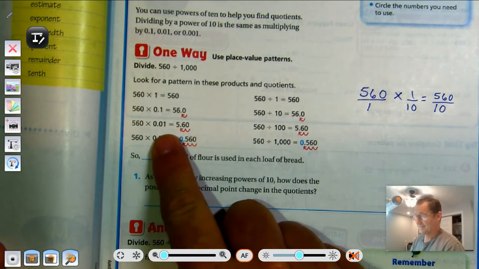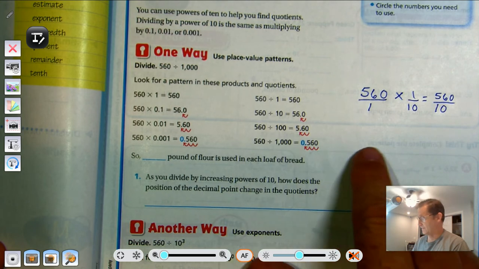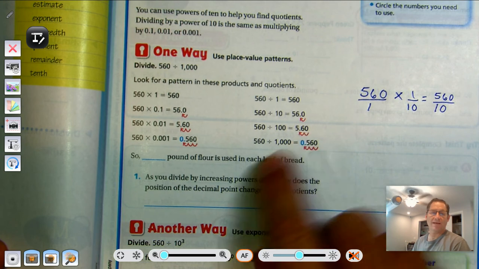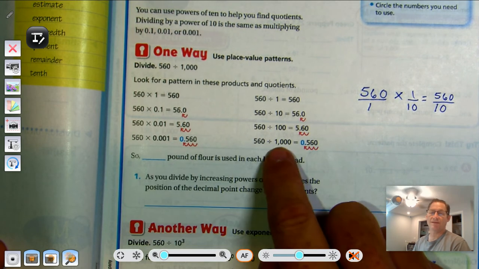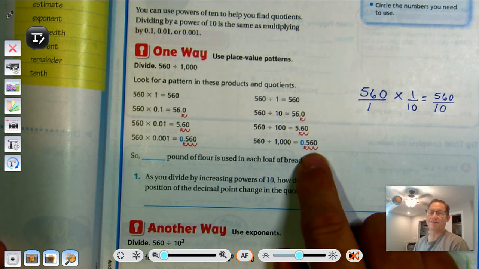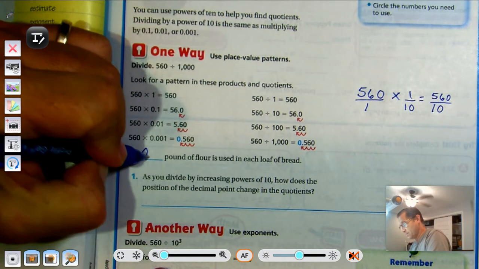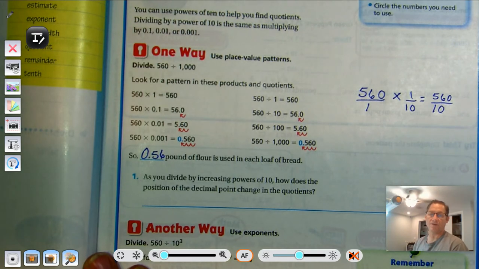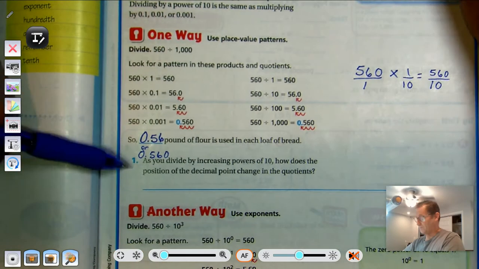All right, so 560 times 1/100th would be the same as dividing by 100. And so when we divide 560 by 100, we move the decimal point 2 places to the left. And 560 times 1/1,000th, we'd move the decimal point 3 places to the left. If we divide 560 by 1,000, we'd move 3 places to the left. So how many pounds of flour is used in each loaf? 56 hundredths or 560 thousandths pound of flour in each loaf. And those are equivalent decimals.